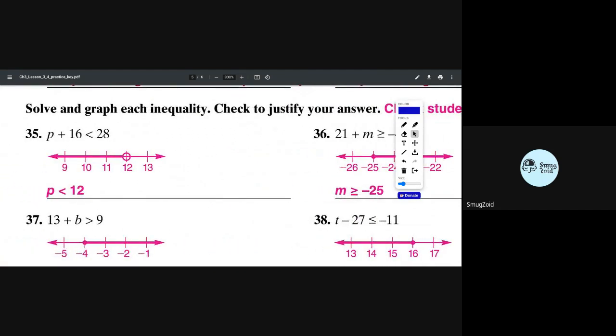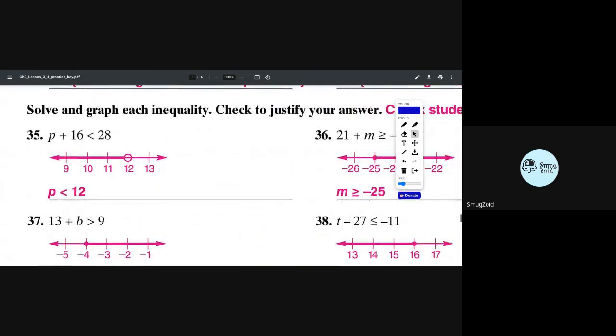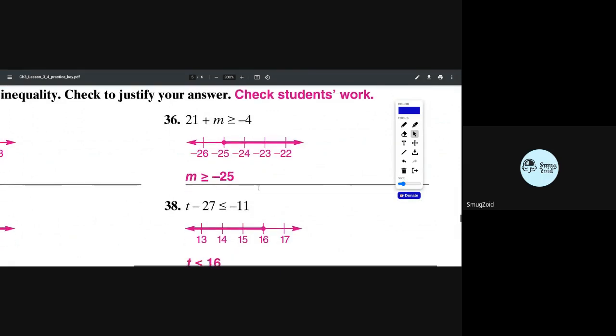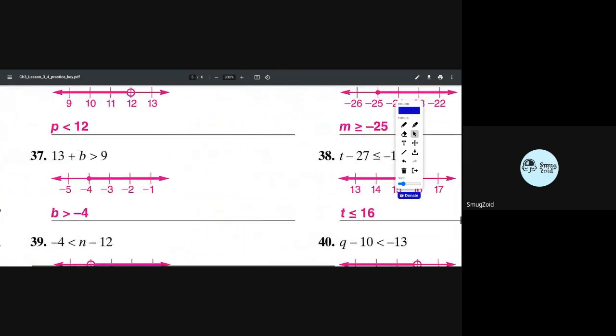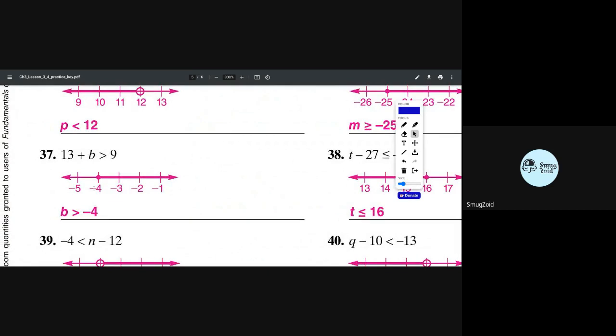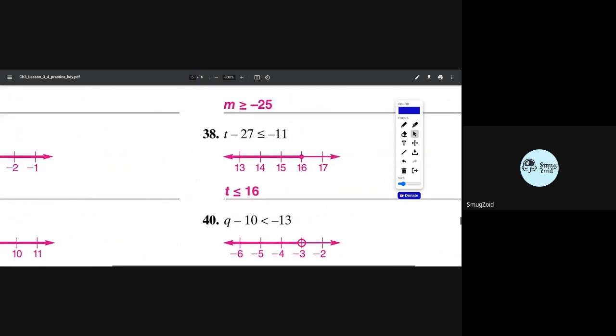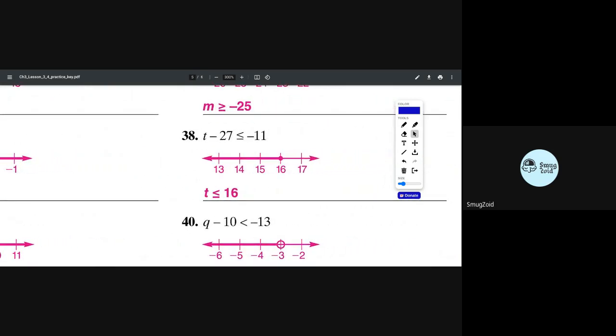Now, these are the ones we've been doing in class extensively. And you should be very familiar with them. Shouldn't be too taxing, right? So subtract 16 from both sides, you'll get 12. And because of the way it is, you would graph in this direction. That's 35. This is 36. Should be minus 25. M is greater than or equal to minus 25. 37 should be this. B is greater than minus 4. And this is T is less than or equal to 16.